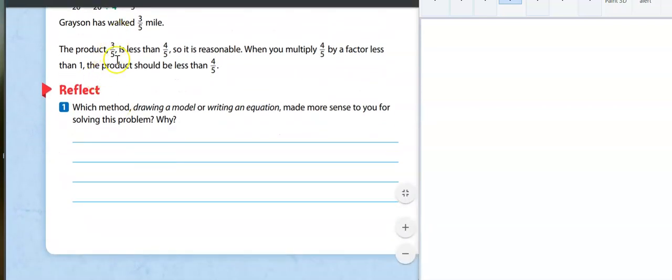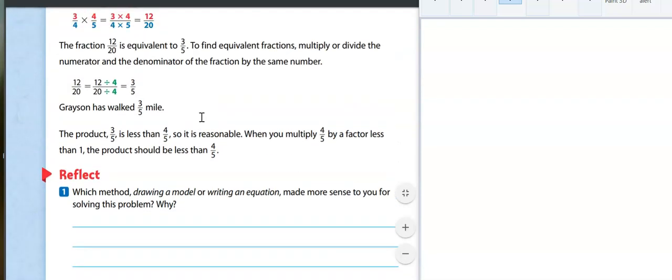The product 3/5 is less than 4/5, so it is a reasonable number. When you multiply 4/5 by a factor less than 1, the product should be less than 4/5. So at this time, our reflection tells us which method, drawing a model or writing an equation, made more sense to you for solving this problem.